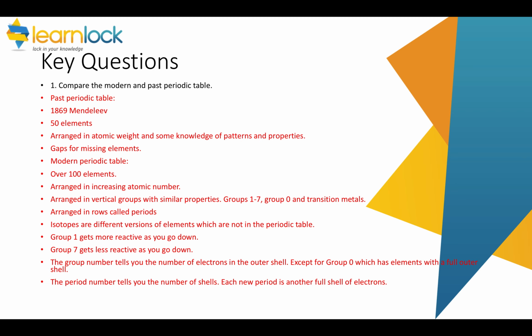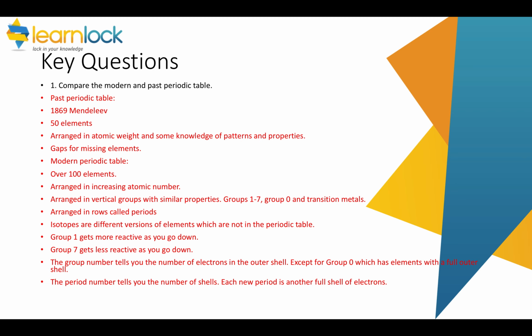The modern periodic table has more elements and they're arranged in atomic number now that we know what atomic number is and what protons and electrons and neutrons are. They're arranged in groups with similar properties, but this time there are 8 groups and then the transition metals in the middle, and there are rows called periods. There are also some patterns that we can identify now. Group 1 gets more reactive as you go down, group 7 gets less reactive.